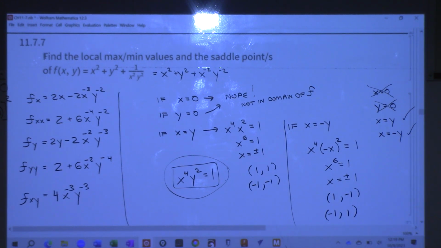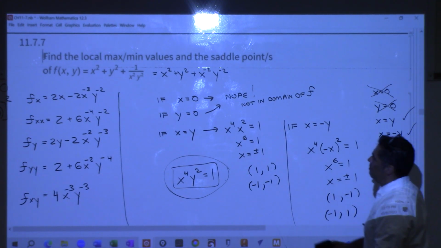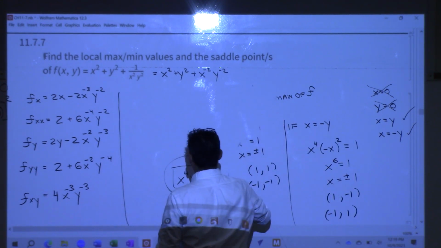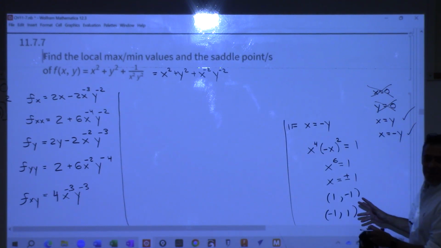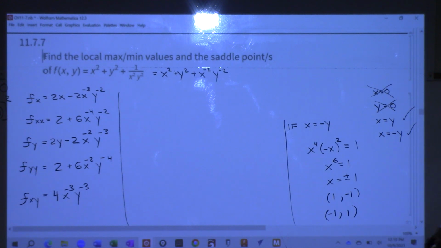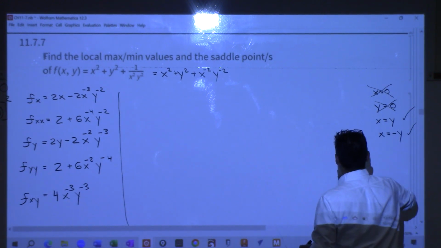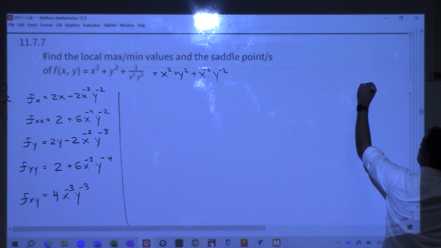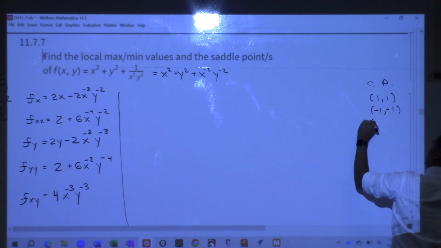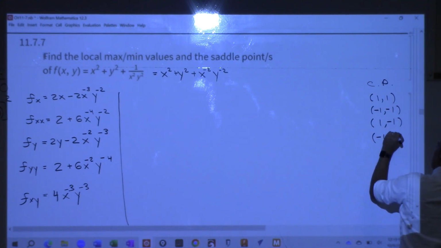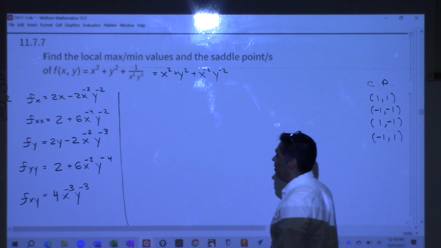So now we got that. We have how many critical points? 4 critical points. We have to calculate D for all 4 critical points. The good news is that they're all 1s, so when we plug them in, it should be pretty easy. So our critical points are 1, 1; negative 1, negative 1; 1, negative 1; and negative 1, positive 1. I have to calculate D for all of these.